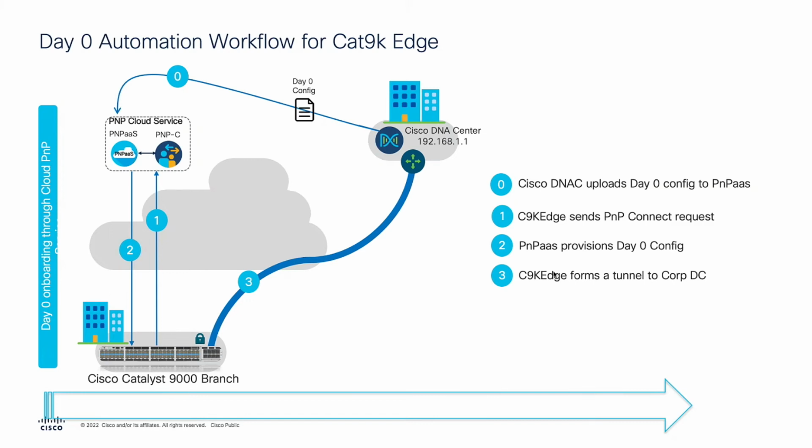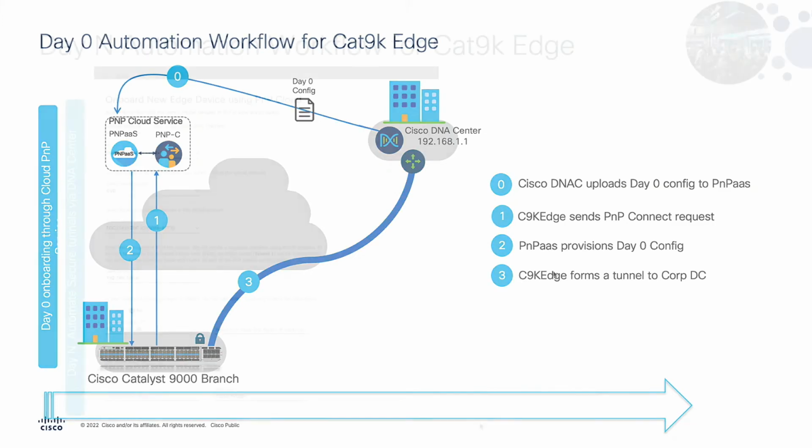You can pre-provision all of this. You can say which device, which serial number, and when this comes up and tries to connect to PNP Connect, you push the config to the box.